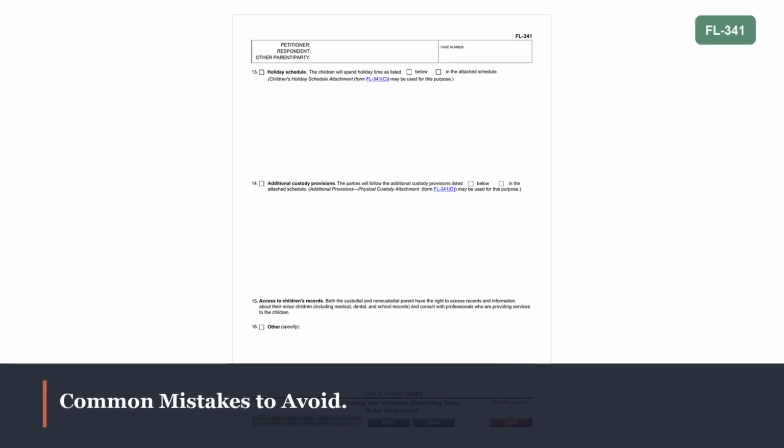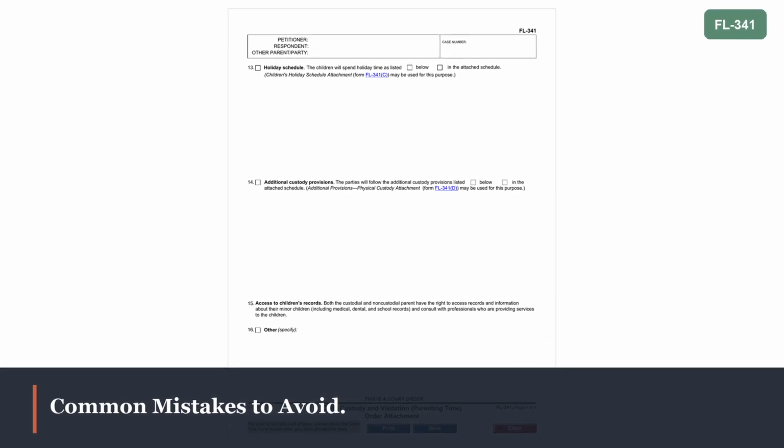Common mistakes to avoid: writing a vague schedule, such as reasonable parenting time, instead of specific days, times, and exchange locations. Confusing FL-341, the order, with FL-311, the request, and filing the wrong one. Recording terms that don't actually match what the parties agreed to or what the judge ordered at the hearing. Leaving holidays or school vacations unaddressed, which often leads to disputes later. Filing FL-341 without attaching it to the correct underlying form, FL-180 or FL-340. Omitting transportation or exchange details, leaving logistics to be worked out informally after the order is signed.